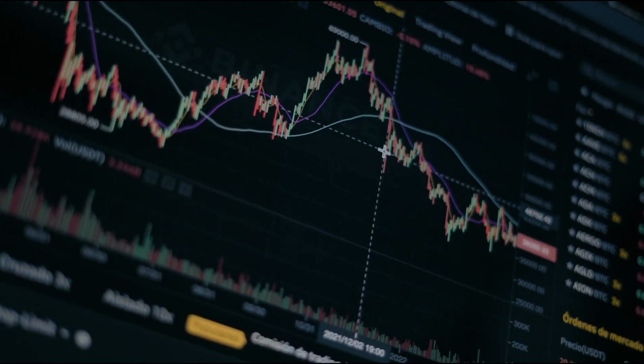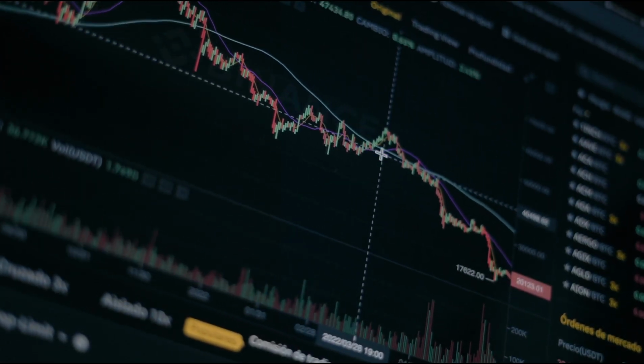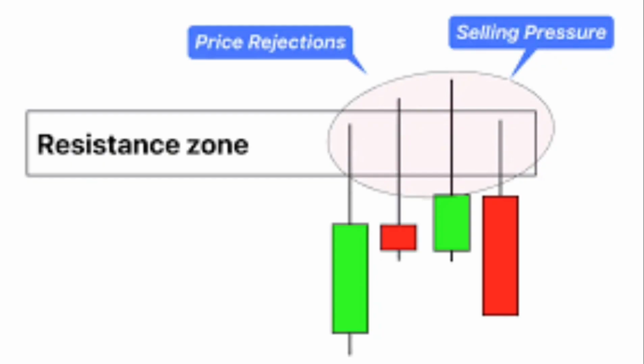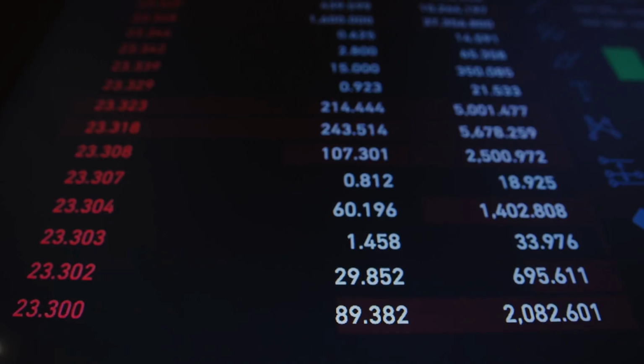Previously, guys, we looked at the multiple rejection at the support level. Now we're going to be looking at the multiple rejection at the resistance zone. So at the resistance zone, whenever you see multiple rejection like this, it indicates what? Selling pressure, and you see price rejection. On the 4 hours, it indicates that you should sell the market, guys. You should sell at that point, and you make money.